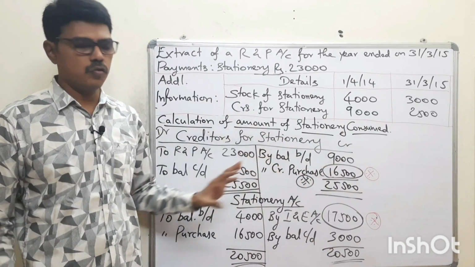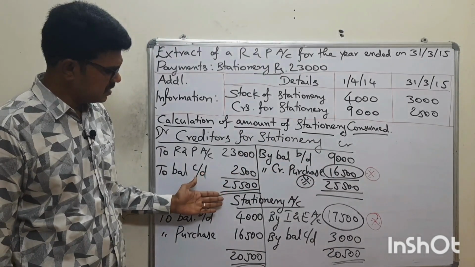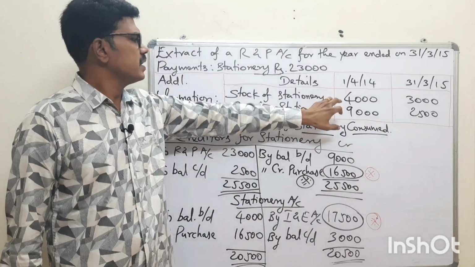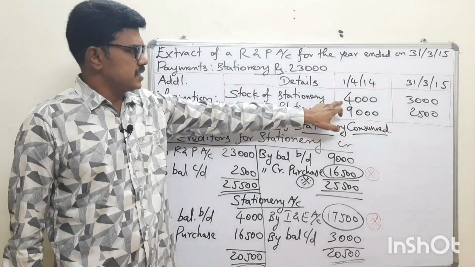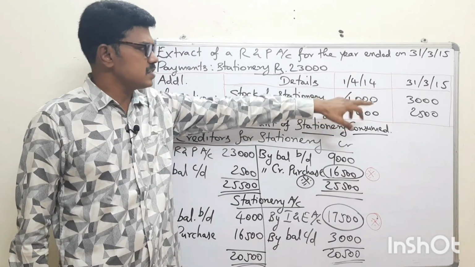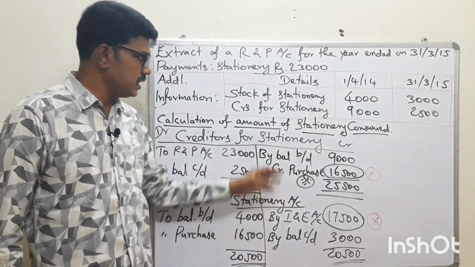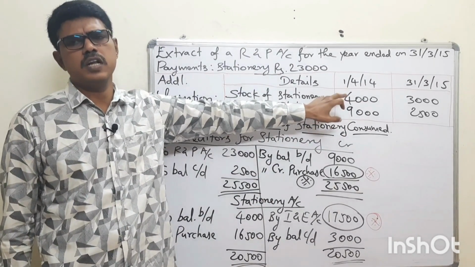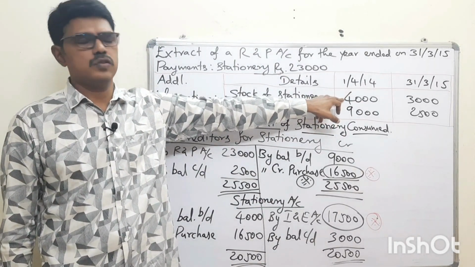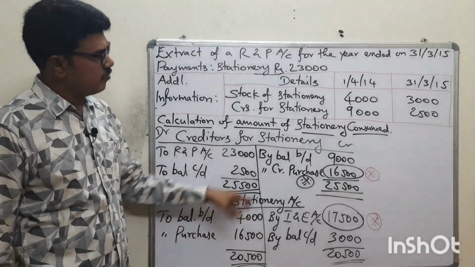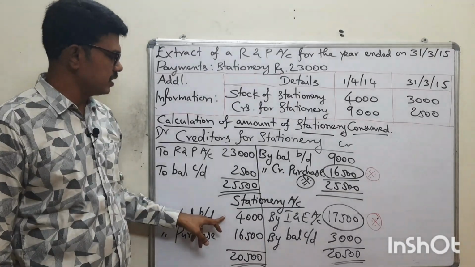This is the accounting rule based method, right? Next, stationery. During the year, here we have opening stock of stationery and closing stock of stationery. On 1st April it is the opening, and on 31st March it is the closing, 4,000. Assets will always show debit balance. By using that rule, we debit the 4,000 rupees in the stationery account.